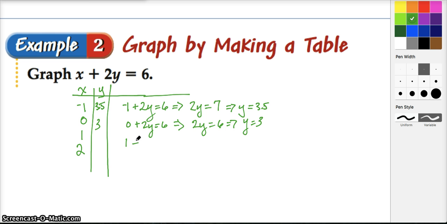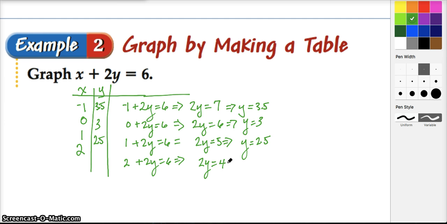When I plug the 1 in, I get 1 plus 2y is equal to 6. Move the 1 over, and I get 2y is equal to 5, and therefore, when I divide both sides by 2, y is equal to 2.5. So I get a 2.5 here. And finally, if I plug a 2 in, 2 plus 2y equals 6. You guys see what I'm doing? Subtract 2 on both sides. I get that 2y is equal to 4, and therefore y is equal to 2. So now here I have a table of values that's going to help me graph.